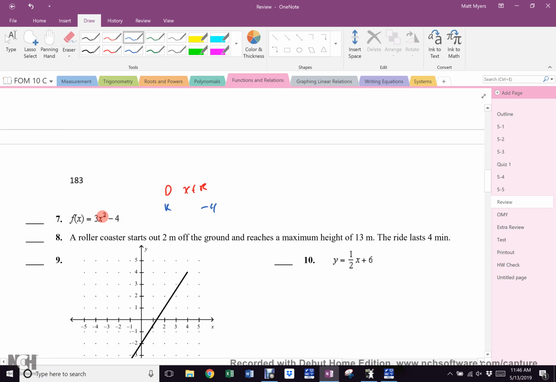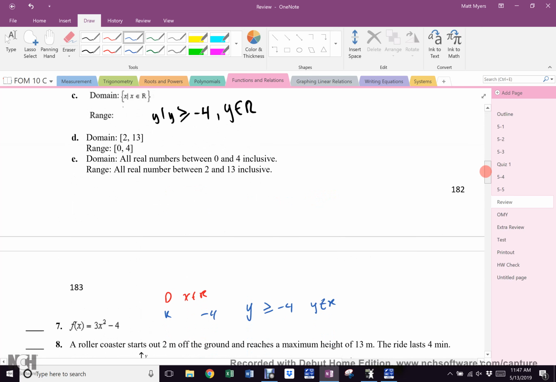Because all those other numbers are going to square, right? If I put in 1 for X, it's 3 minus 4. Which is negative 1. Everything must be bigger than negative 4. So Y must be greater than or equal to negative 4. Can it be an infinity of numbers? Yes. So Y is still a set of real numbers inside those rules. So that is the one I changed, which is C.